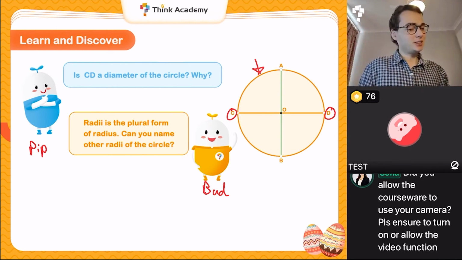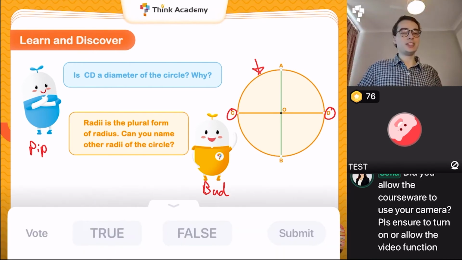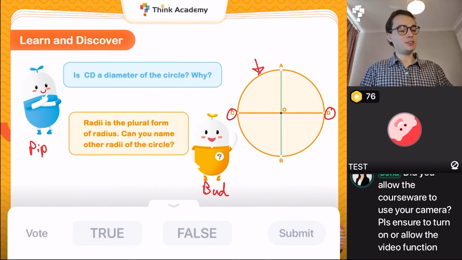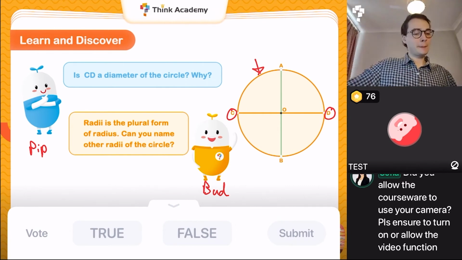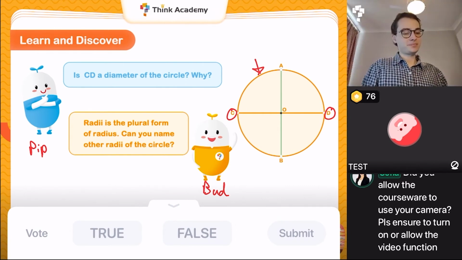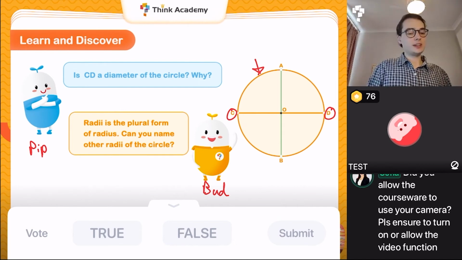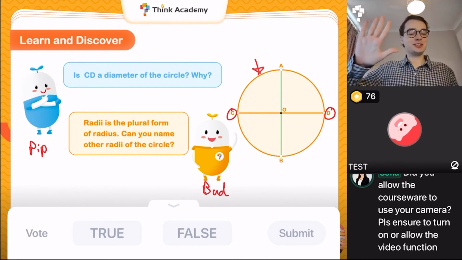I'm going to let you guys vote on this now. So you can vote true if you think it's a diameter, and false if you think it's not a diameter. Okay, good. That's a few of you. I'm going to give you 5 more seconds for anyone who hasn't voted yet.